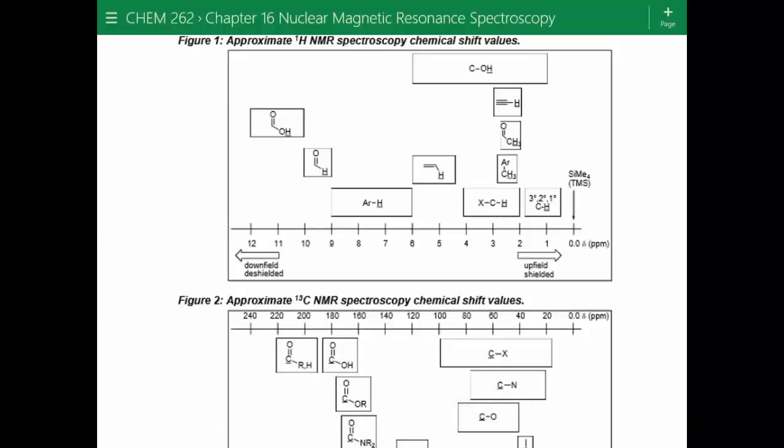Just to reiterate a point too, this X value here can be any electronegative group. It doesn't have to be a halogen. Oftentimes X's in organic chemistry mean halogens, but that can be any sort of electronegative atom. So that's one clue you can use too, especially if you're seeing peaks right around 3 to 4. They're probably next to a really electronegative group.